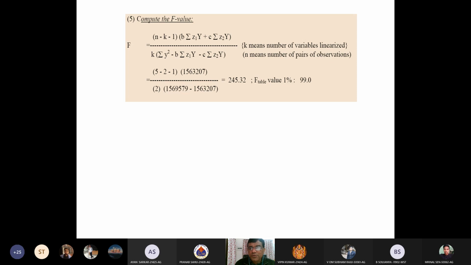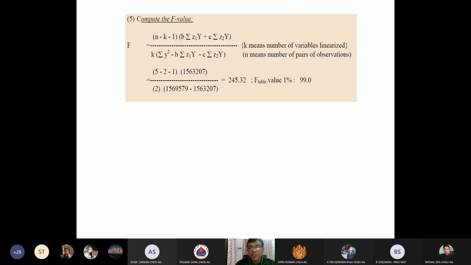Then we need to calculate the value of F. We want to know whether this equation that has been estimated, this is the equation, you see 4861, is genuinely quadratic or not. So to test this, we need to calculate the F value. This will be the calculated F value, and the formula is n minus k minus 1 summation z1 y c. So this is the formula. Don't worry, you need not remember it. Whenever you require, you can see this formula.